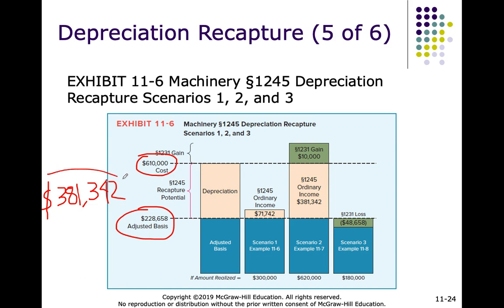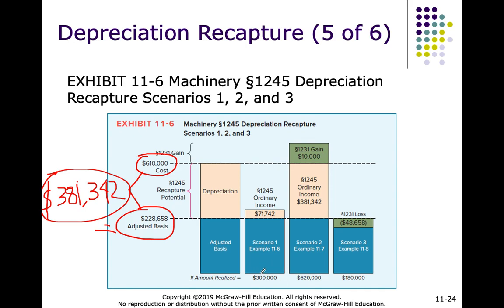Now that you sold the asset, any excess, you're going to have to take this back and recognize a gain on this part that we have previously benefited from. So this will be the difference between the cost, and this is how I calculated my adjusted basis, 610,000 less the accumulated depreciation. That should equal my adjusted basis. All right, and with that in mind, let's go to scenario number 1.